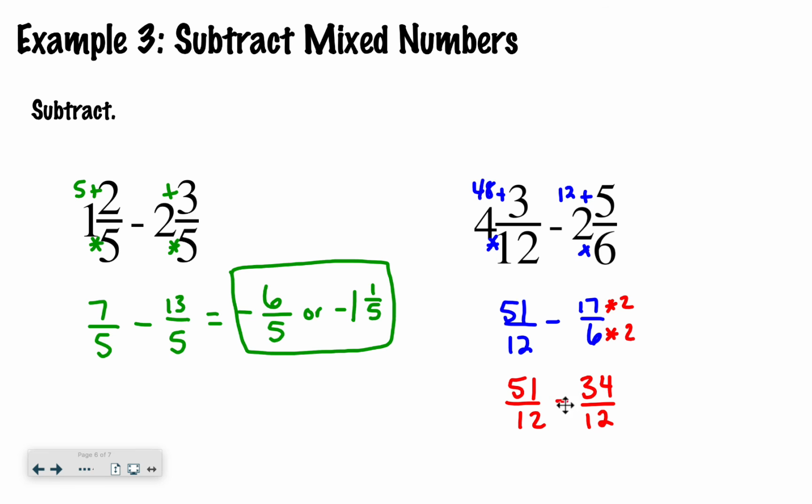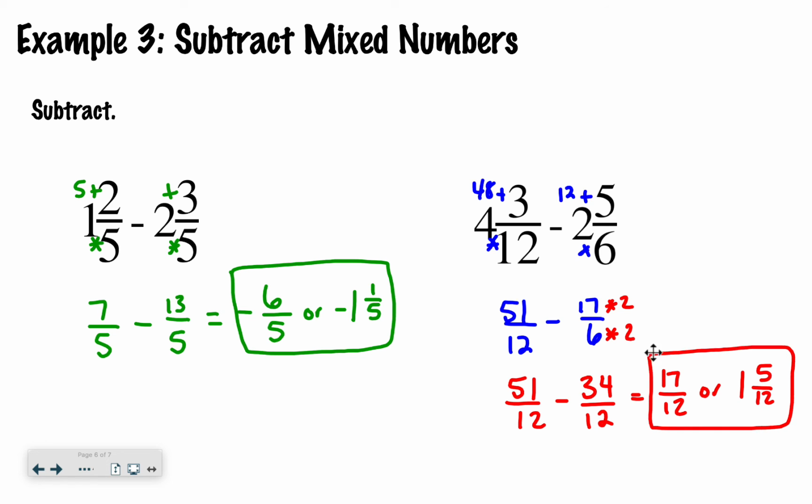Now that I have that common denominator, I can just subtract like I was earlier in the video. So 51 minus 34 is 17/12. And then if we are going for a mixed number, 12 goes into 17 one time with 5 left over. So these are my two possible answers.